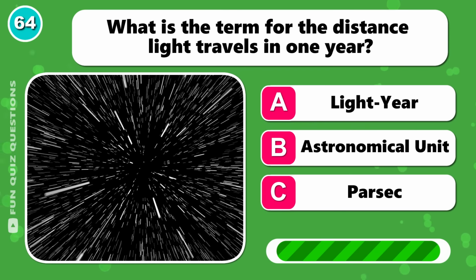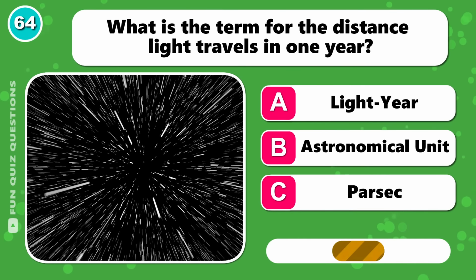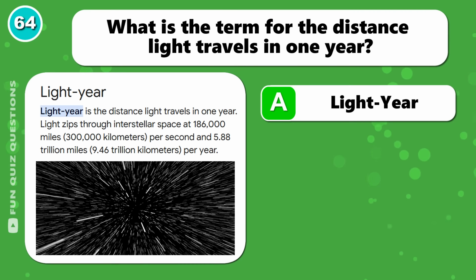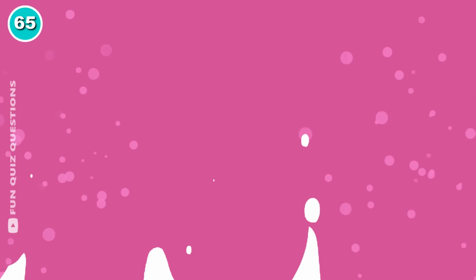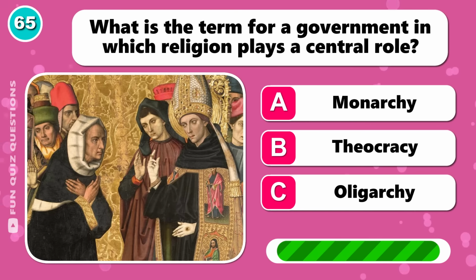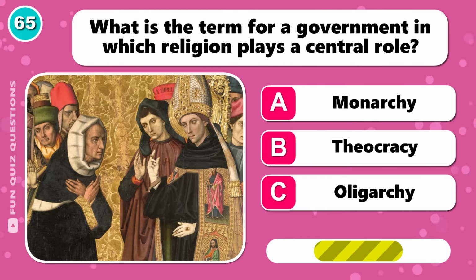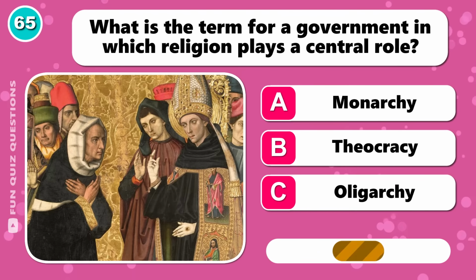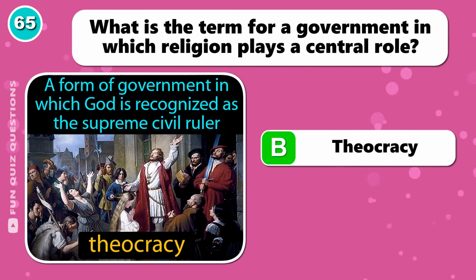What is the term for the distance light travels in 1 year? You got it, A. A light year. What is the term for a government in which religion plays a central role? Yeah, it's B. Theocracy.